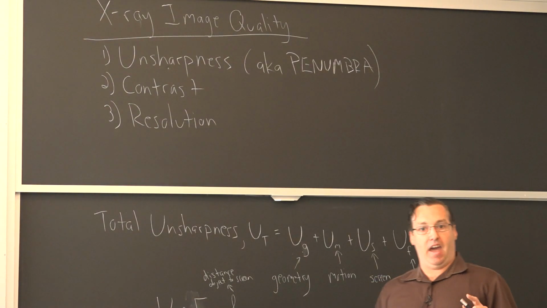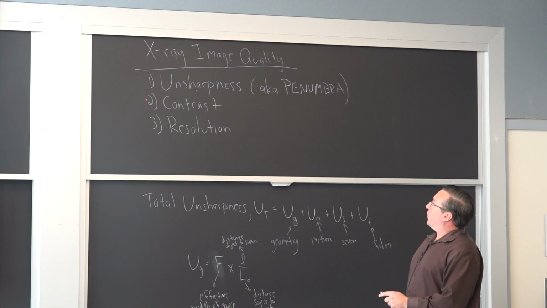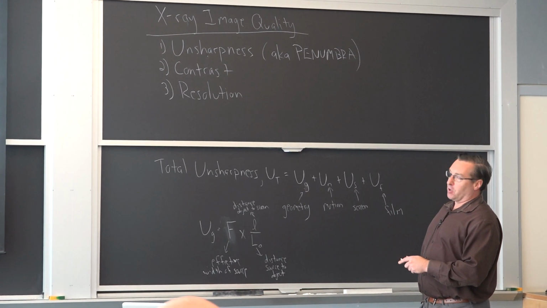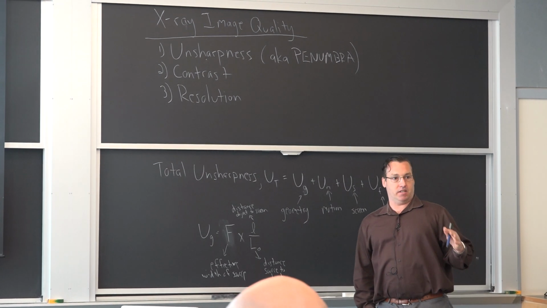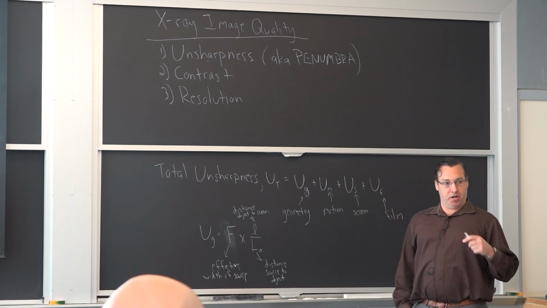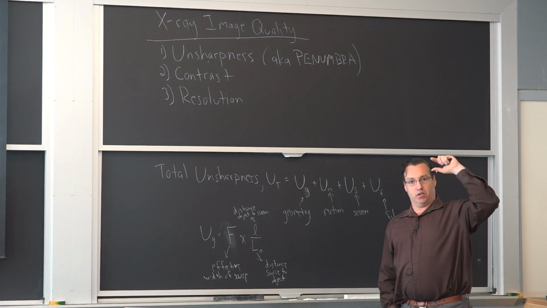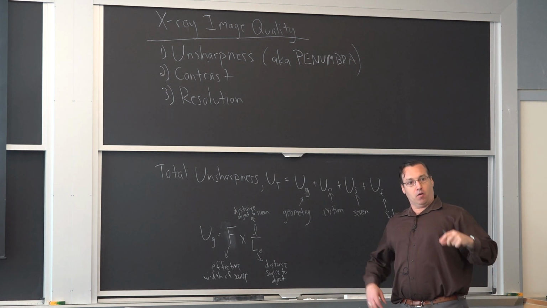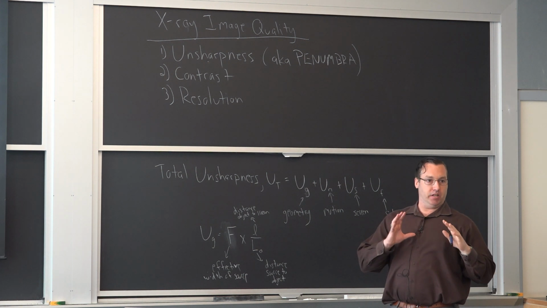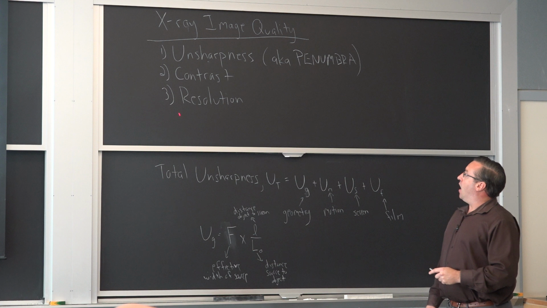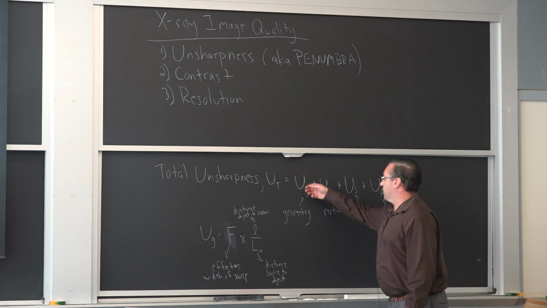Sources of noise in the X-ray, all right? There are three main sources of noise that affect your X-ray image quality. The first one is called unsharpness, and in the industry it's known as penumbra. That's based on the distance between the source and the sample, and it also has geometry and thickness implications. And then contrast and resolution.